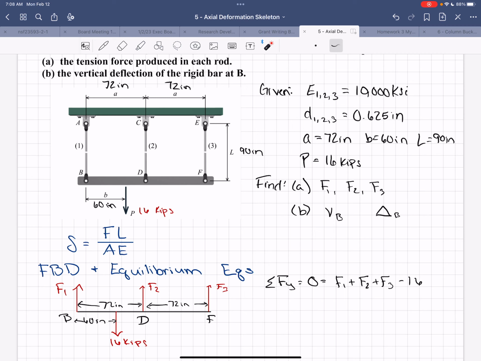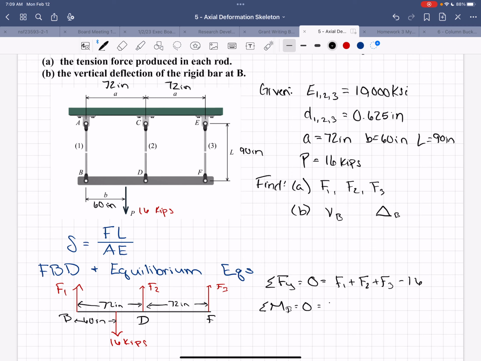anywhere. So in this situation, you can do it about anywhere, but make sure you do it about one of the points with a force so that you can end up with one equation that only has two unknowns instead of all three. So we'll sum moments about B equals 0.